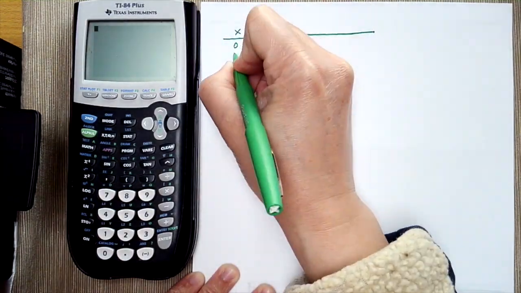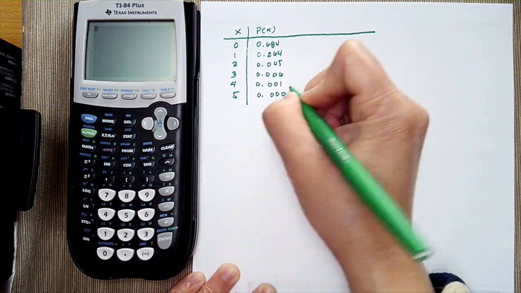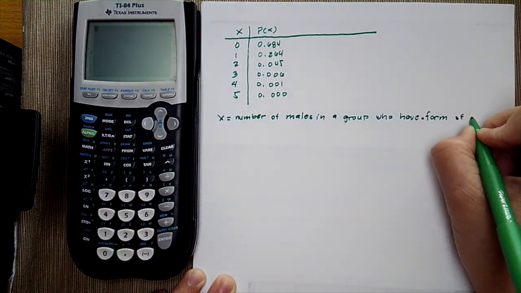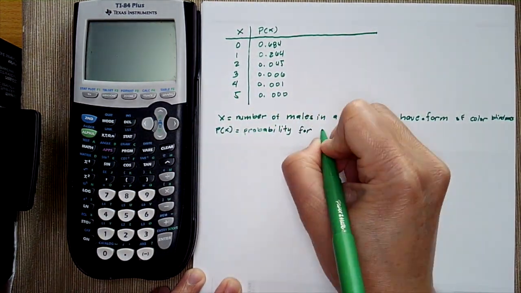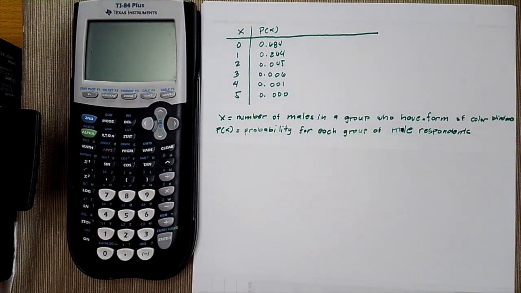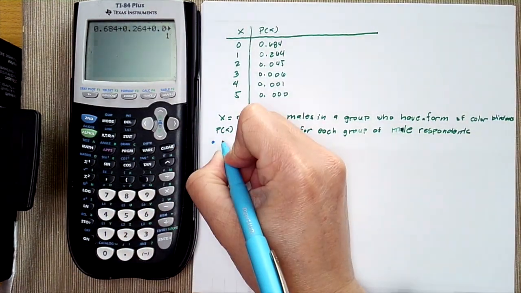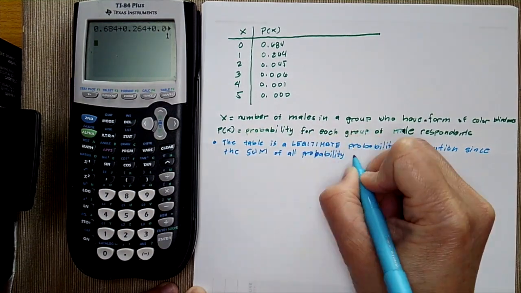In performing statistical calculations like this, it's extremely important that you understand the table that you are given and the formula that you're going to be using in calculating the mean and the standard deviation of this type of variable. We have the x column and we have the p of x column, and all we need to do is to first check if this is a legitimate random variable. Just add up all your p of x, and if it's equal to 1, then it's a legitimate probability distribution.